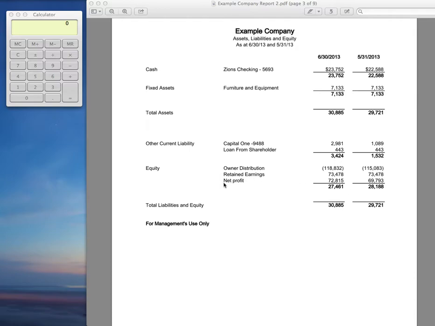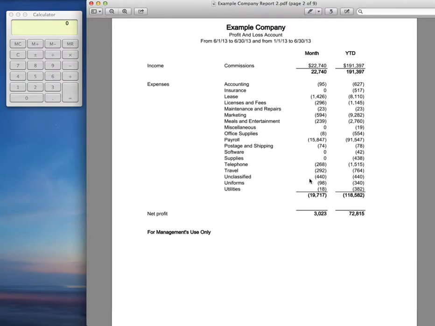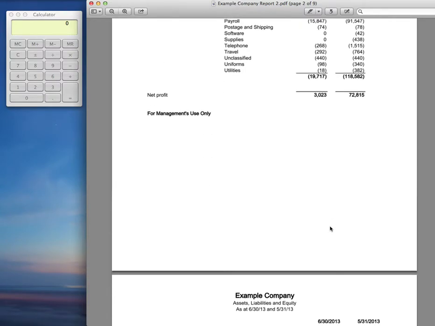Retained earnings and net profit, they're kind of the same thing, except retained earnings is the account that shows the total cumulative net profits from prior years, from prior periods, whereas the net profit line shows the current year profits. So we see maybe this net profit line, 72,815, will actually tie out and match the year-to-date profit right up here on our profit and loss statement.